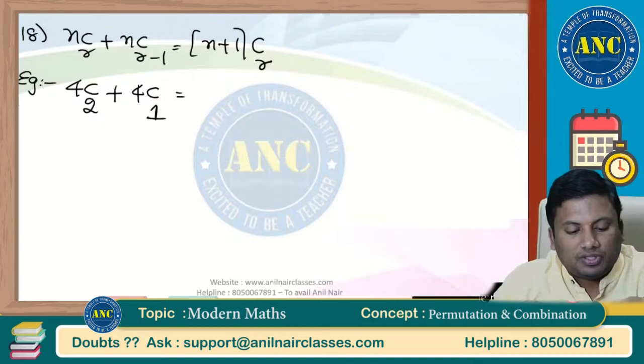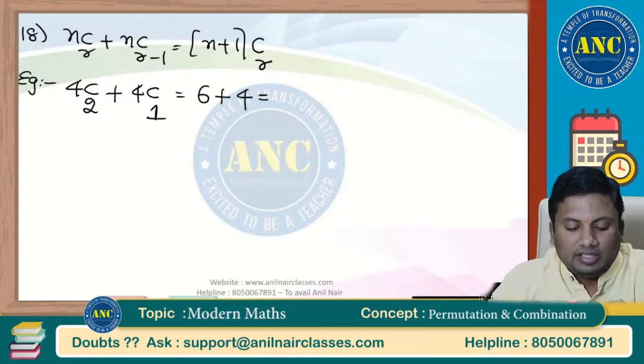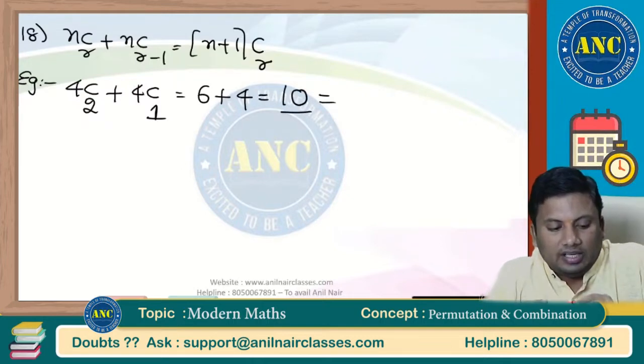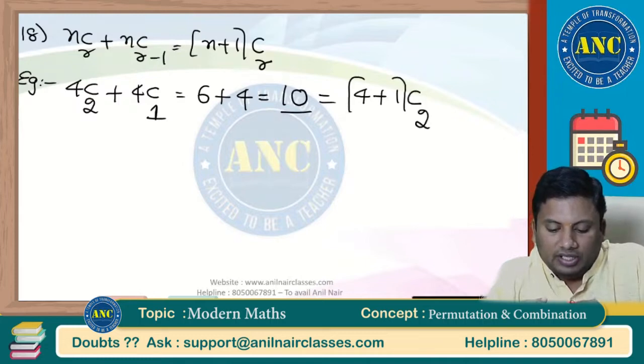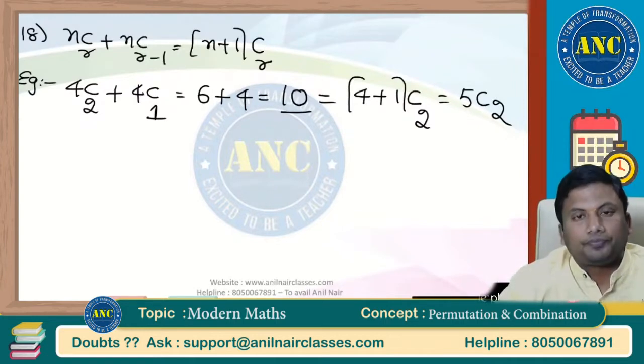For example, 4C2 plus 4C1. 4C2 is nothing but 6, 4C1 is nothing but 4, and 6 plus 4 is 10. So it is equivalent to n plus 1 Cr, that is 4 plus 1 C2, directly 5C2.